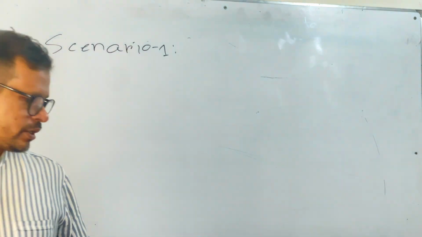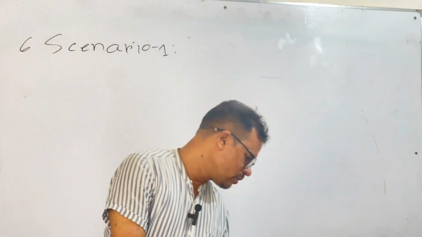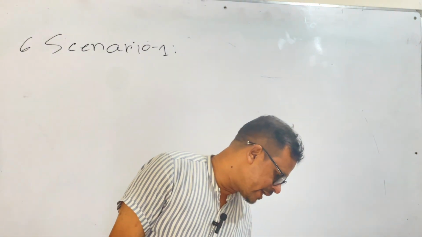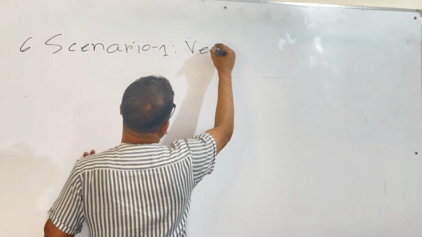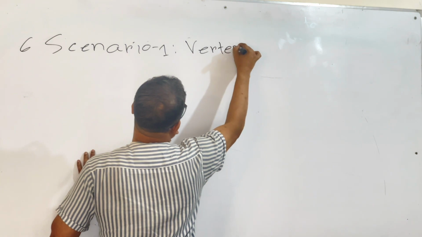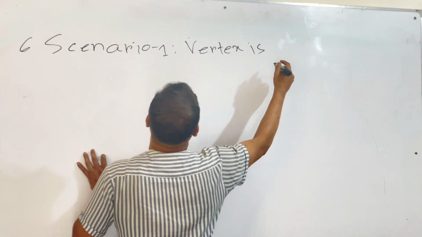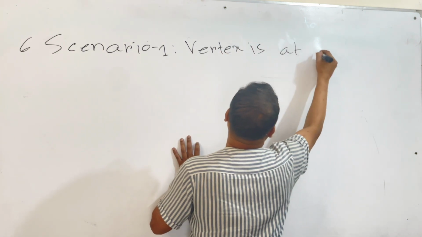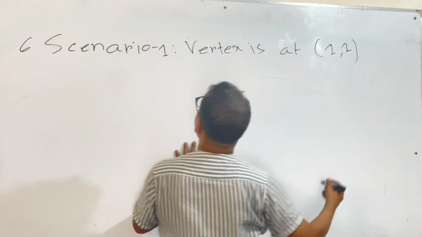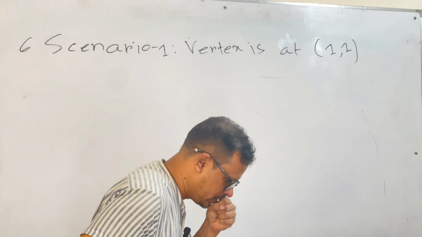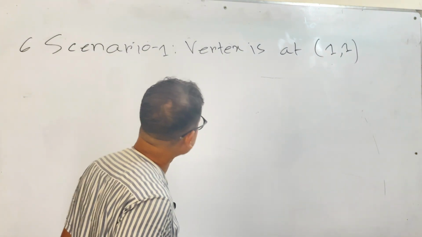What does scenario 1 say? Scenario 1, vertex is at (1, 1).